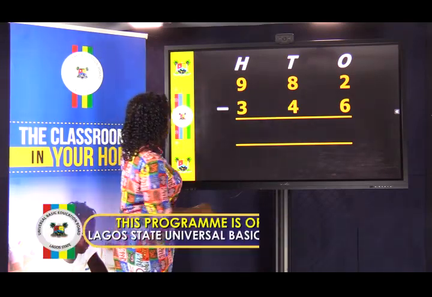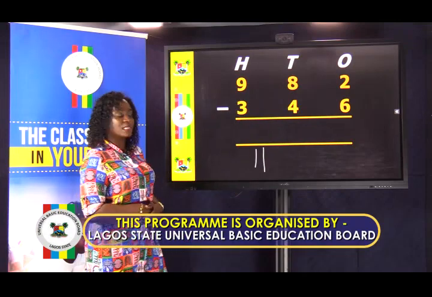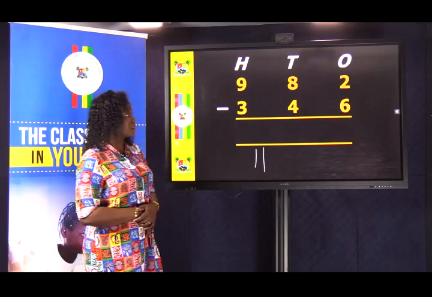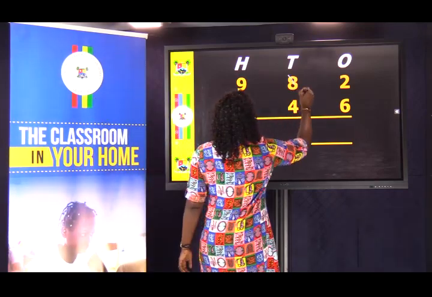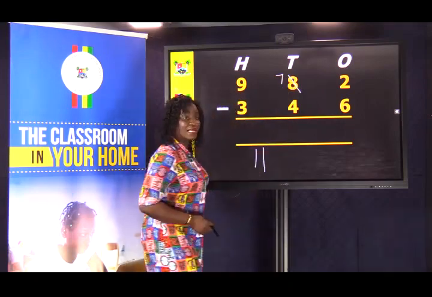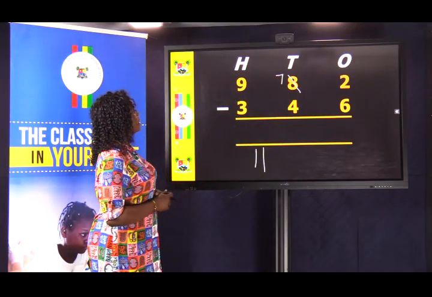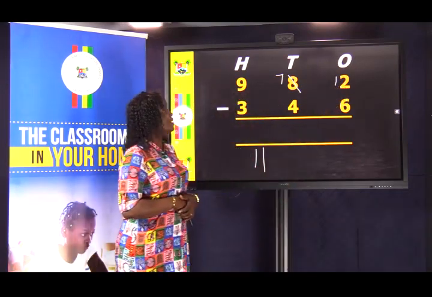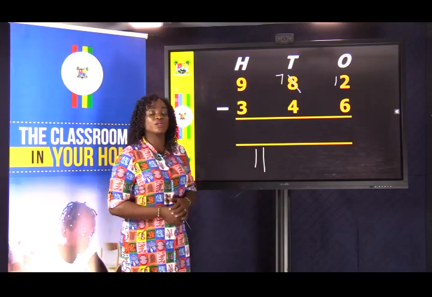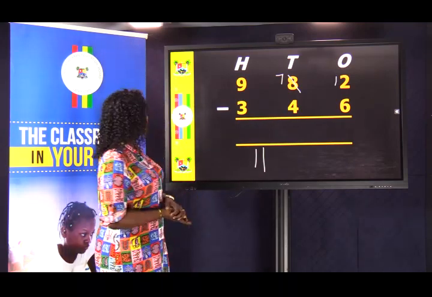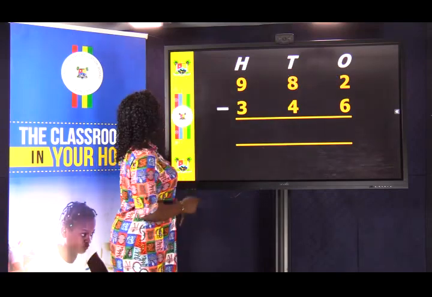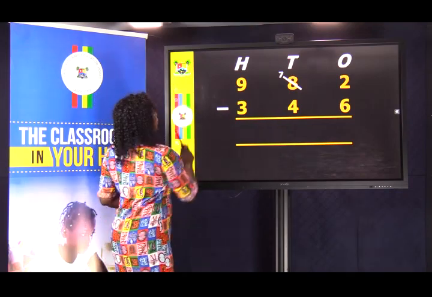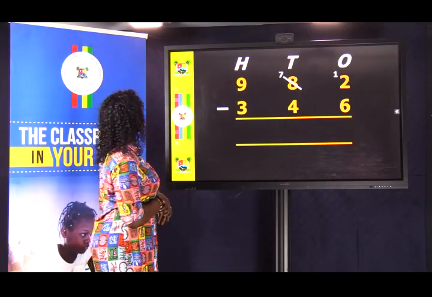Very important. Can you take away 6 from 2? Can we remove 6 from it? No, that is impossible. So you go to 8. You remove 1 from 8, and 8 will remain 7. Then you add the 1 beside 2 to make 12. So under the ones column, we'll say 12 take away 6. We have removed 1 from 8 and we are left with 7. We have taken the 1 to the ones column and we have 12.